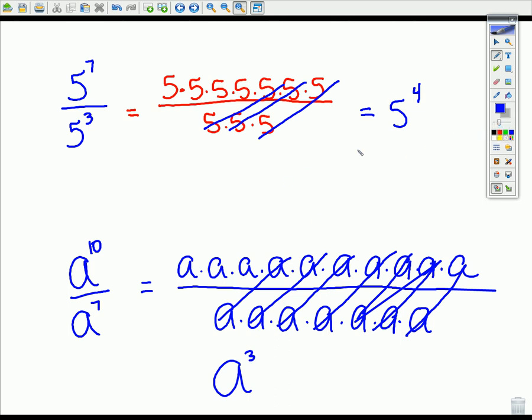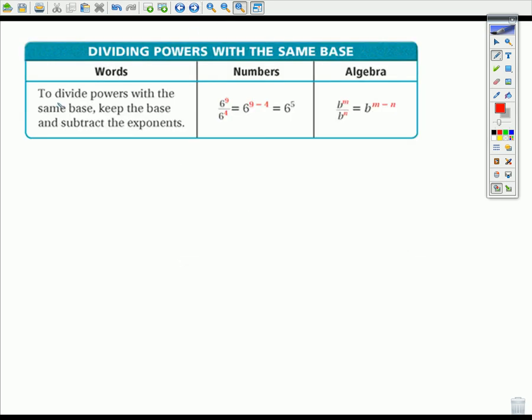Again, let's look. We have the same bases. What's the connection between the 7 and the 3 to give me the 4? And the 10 and the 7 to give me the 3? That's right, it's subtraction. So the next property says to divide powers with the same base, keep the base and subtract the exponents. So 6 to the 9 over 6 to the 4 is 6 to the 9 minus 4, or 6 to the 5th. And here it is algebraically. b to the m over b to the n is b, we keep the base, and m minus n.